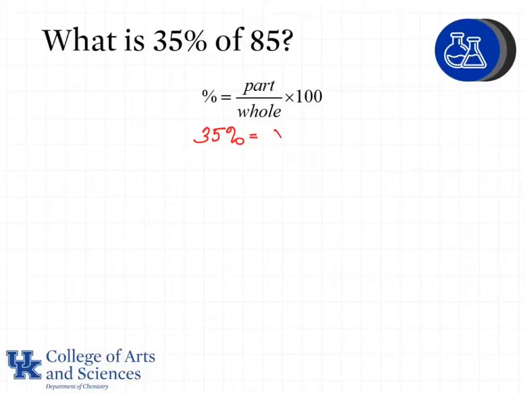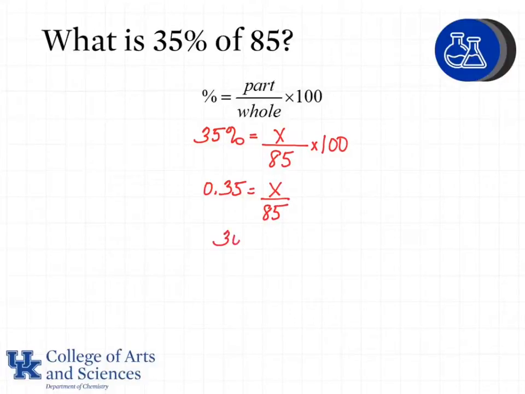So part is our unknown, which we can substitute for an x. 85 goes in for the whole times 100. Now we can rearrange to solve for x. So we divide both sides by 100 and then multiply by 85, and we get x, or the part, equals 30.